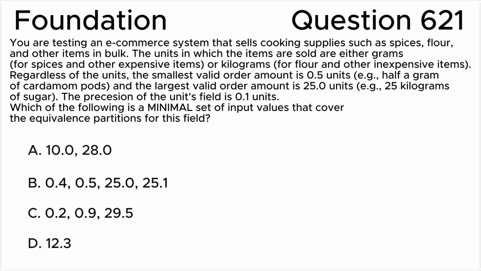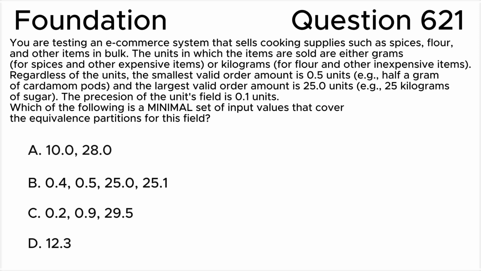The units in which the items are sold are either grams for spices and other expensive items, or kilograms for flour and other inexpensive items. Regardless of the units, the smallest valid order amount is 0.5 units, e.g. half a gram of cardamom pods, and the largest valid order amount is 25.0 units, e.g. 25 kilograms of sugar. The precision of the units field is 0.1 units.